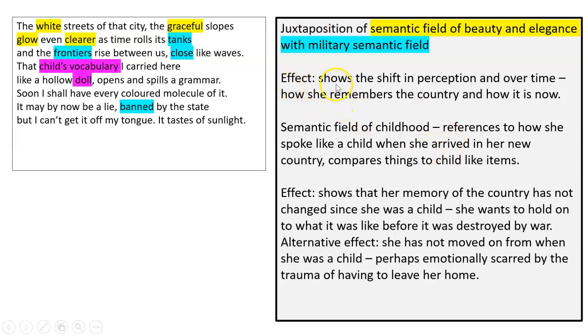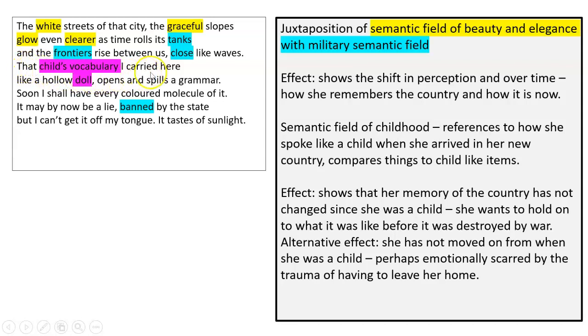Why is that? Well, maybe this shows how things are changing. Her perception of her country is changing, and her country is changing over time. And she is telling us how she remembers her country and how it is now, and showing us that these two things really don't match up. But as she is remembering her country, she also then remembers when she left.